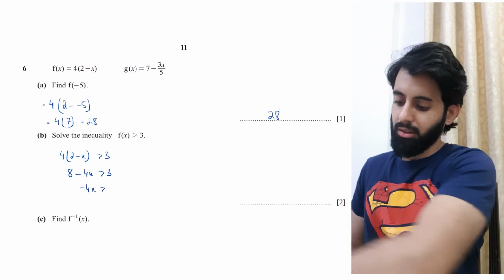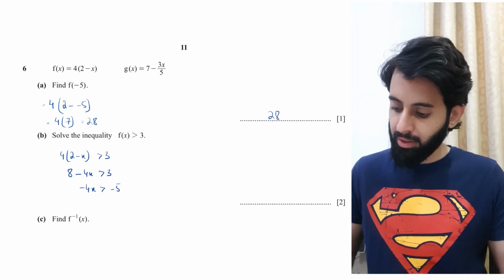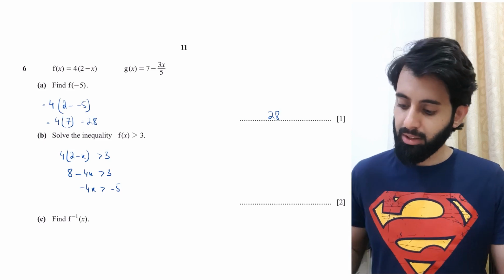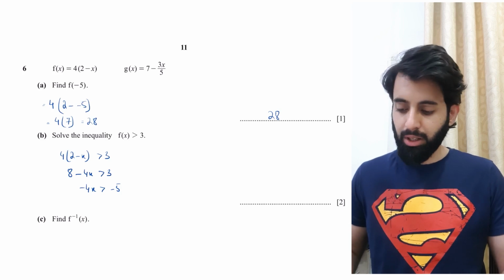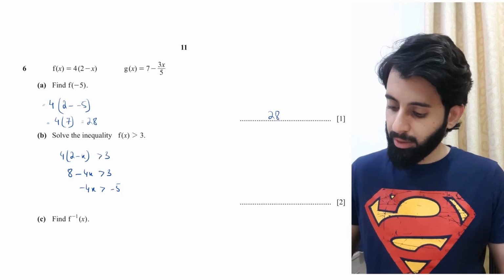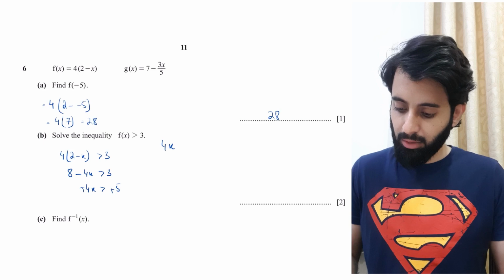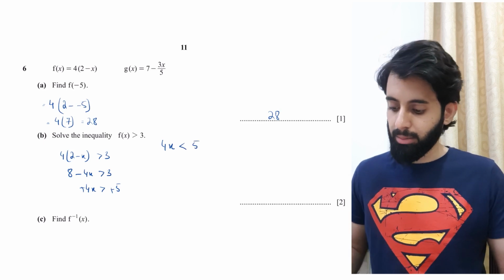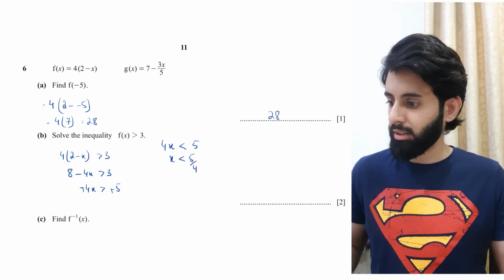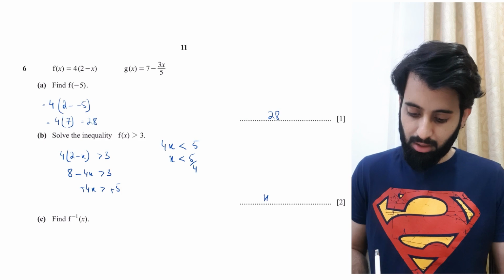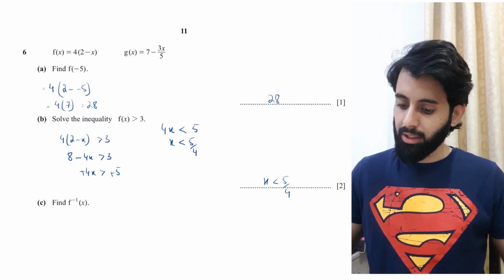3 minus 8 is minus 5. Now with an inequality, there's something you've got to watch out for. If this were an equation, you'd simply cross out the two negatives. With an inequality you're still allowed to do that, but the inequality sign flips. So 4x is now less than 5. Solving for x, x is less than 5 over 4, which is 1.25. Since this is Paper 2, you can give this in decimal also, and you'll still get the mark.